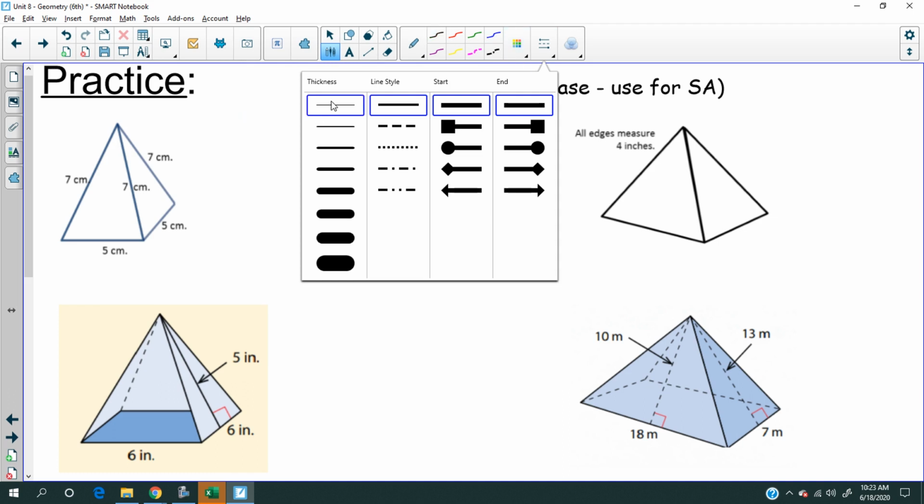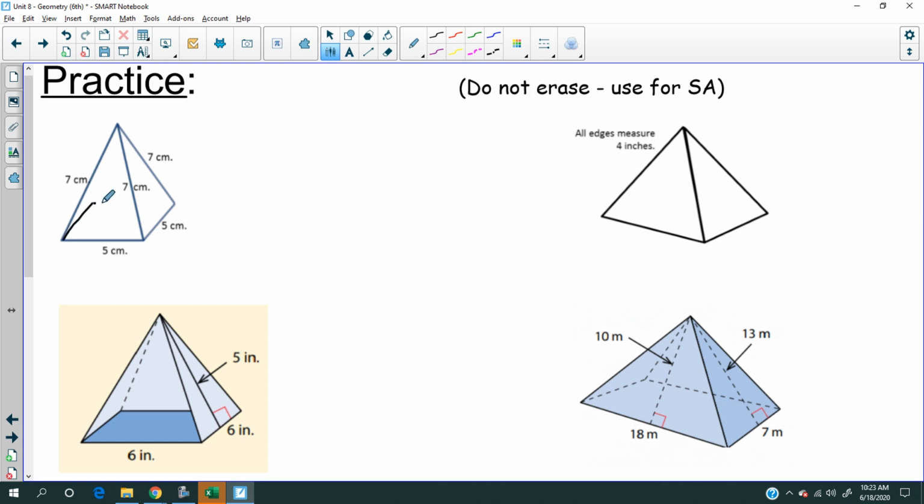Okay, all right. Now, let's see. Now, here, I don't like this because it doesn't show me the base here. So I'll just draw my own base. Okay, so that's a 5 by 5. It's a square. And then I got the 4 triangles.